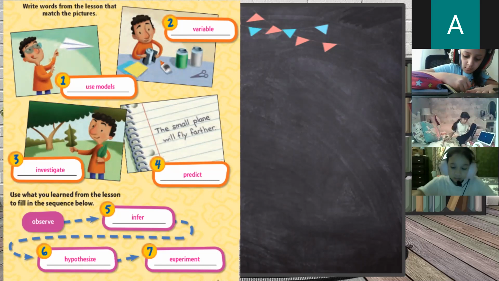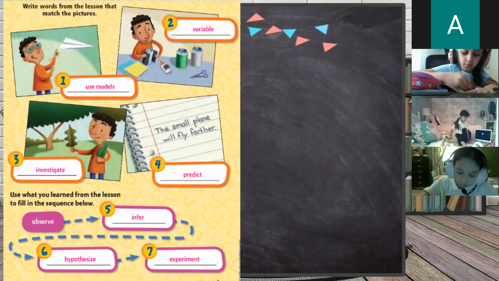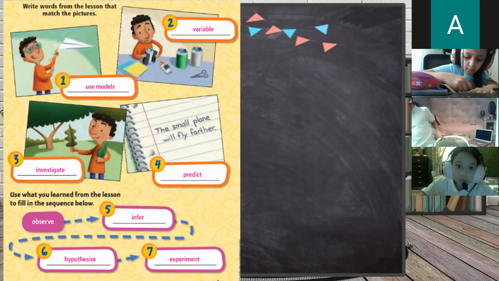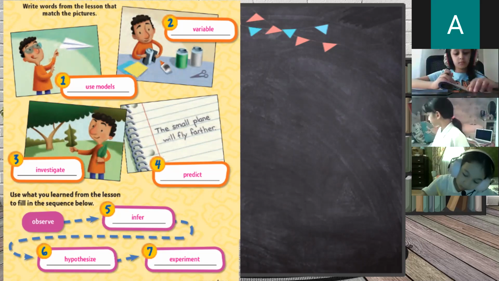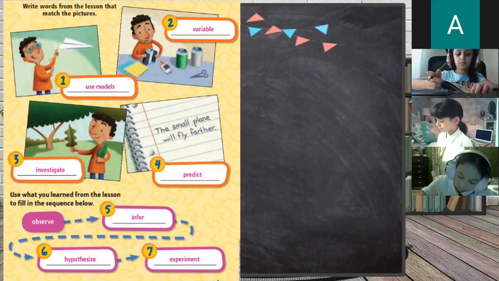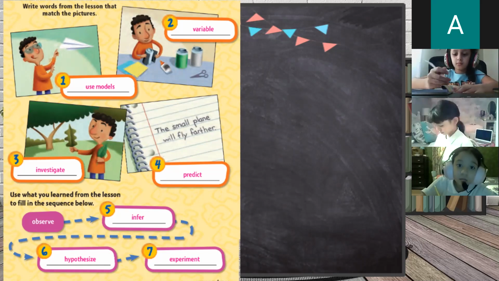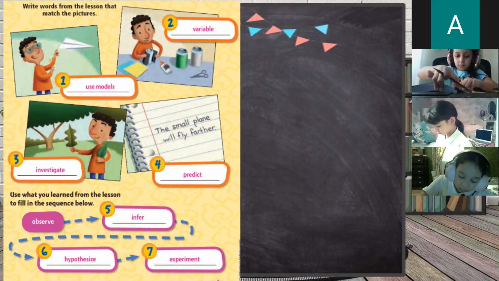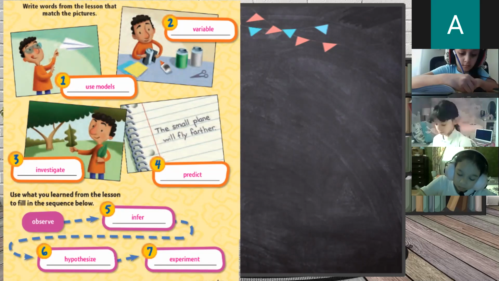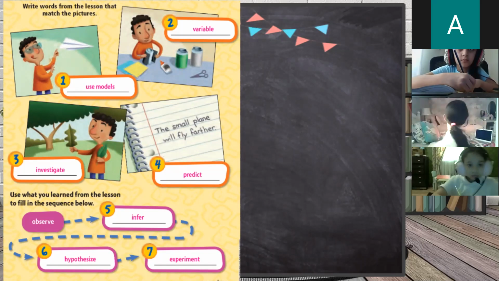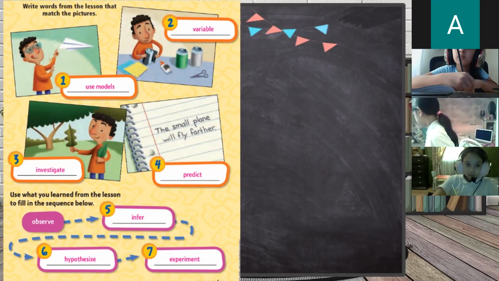All the cans are the same, just the color is changing. So we can call this picture a variable. This is about the variable. He's changing the color in every step. Can you see? One factor changes. Excellent. Now, number three, he's investigating.